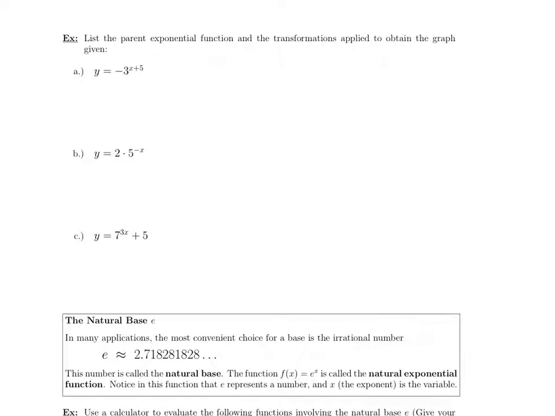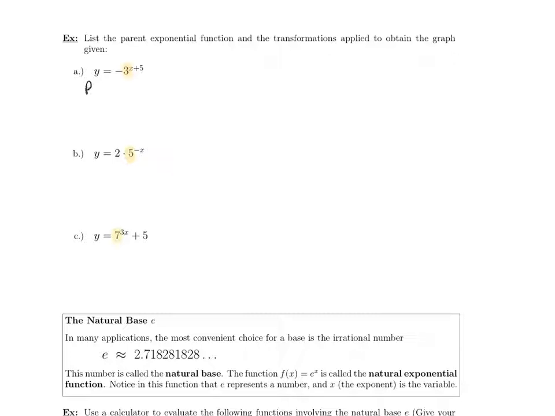Okay, so for these, I think it's helpful to start by just identifying what's the base in each of these. So the base is the 3, the 5, and the 7. And everything else is having to do with how we're sort of transforming that original parent function. So let's just write what's the parent function for each of these.